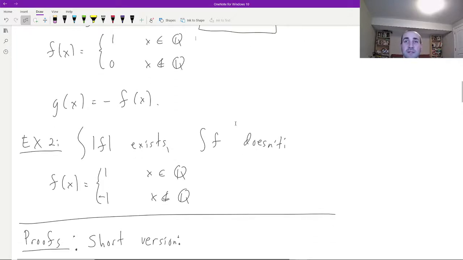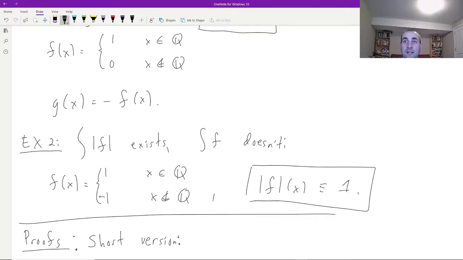The next example about the absolute value is very similar. Here's an example where the integral of the absolute value of f exists, but the integral of f doesn't. I just define f to be equal to 1 for all values of x that are rational, and f of x is minus 1 for all x that's not rational. So the absolute value of f of x is just 1 for all values of x. So obviously, the integral of the absolute value on any finite interval exists, but the integral of f itself does not exist. Okay, so just a few simple examples.